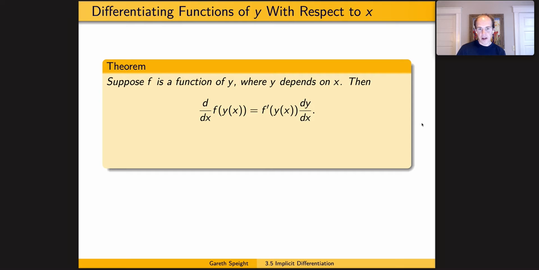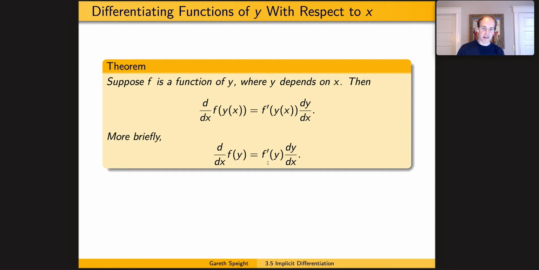Okay, and sometimes we don't always write y of x, even though y is often a function of x. So if we want to write this more briefly, we can write this as the derivative of f of y equals f prime of y times dy over dx. Okay, and what's the way to think about this? Well, if we want to differentiate a function of y with respect to x, what do we get?